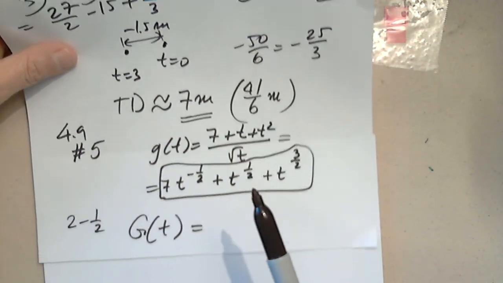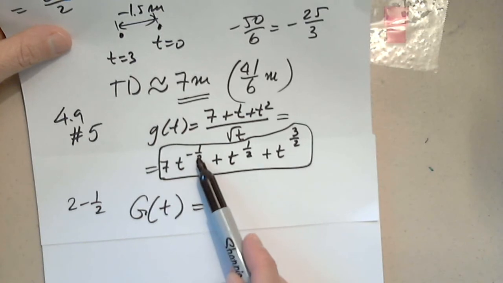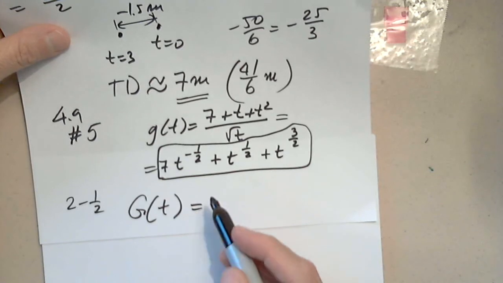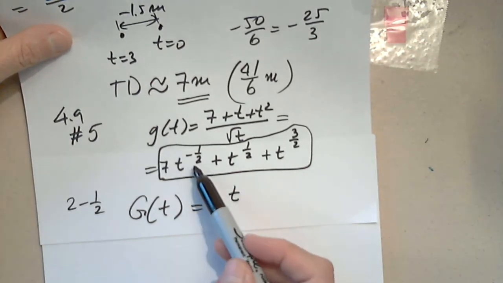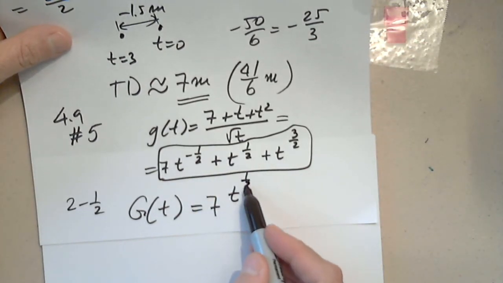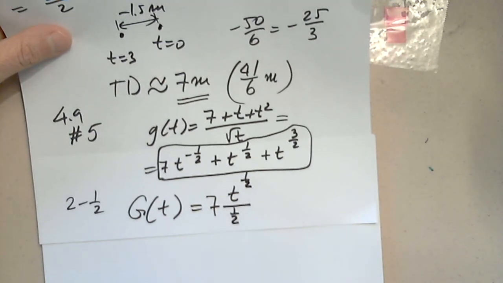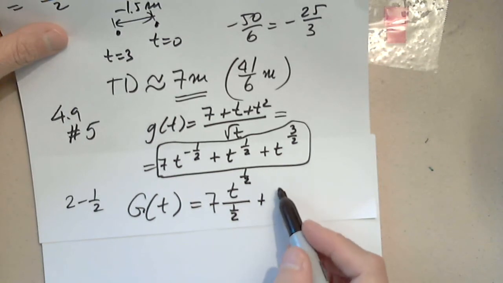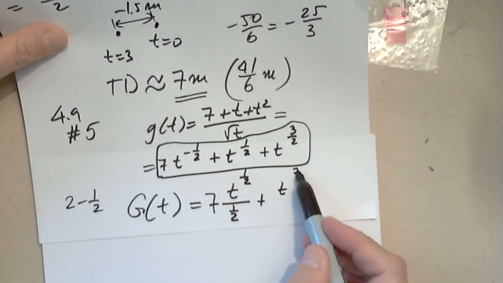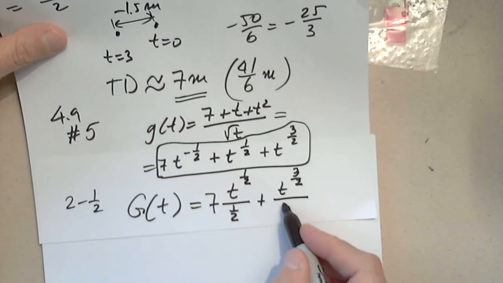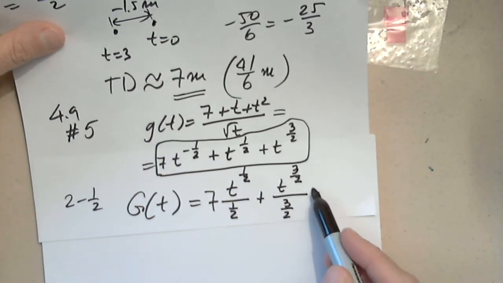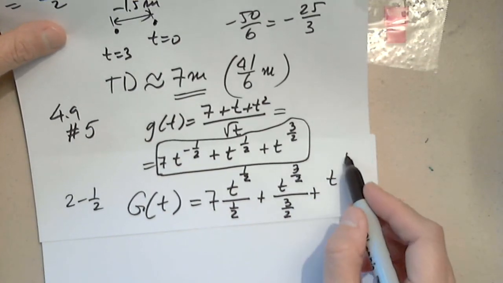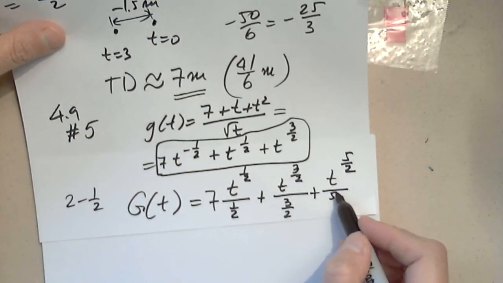So how do we find the antiderivative? We increase the power by 1, and we divide by the result. So 7t to negative 1/2 plus 1 will be 1/2, and I have to divide by exactly the same number. Plus t to 1/2 plus 1 will be 3/2, and I have to divide by the same number. Plus t to 3/2 plus 1, which is 5/2, and I divide by the same number.